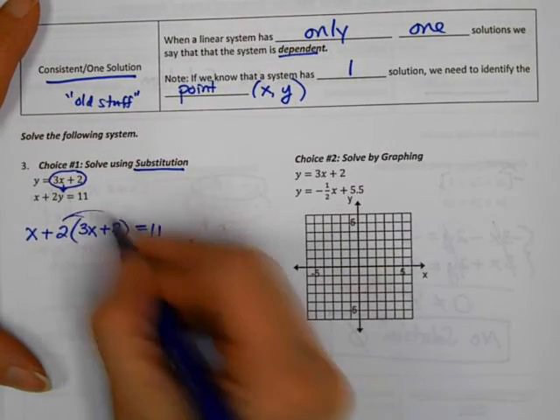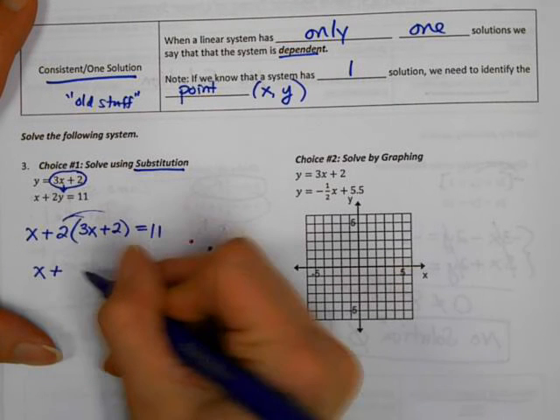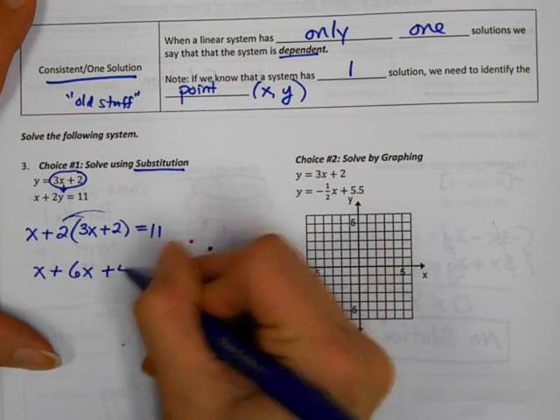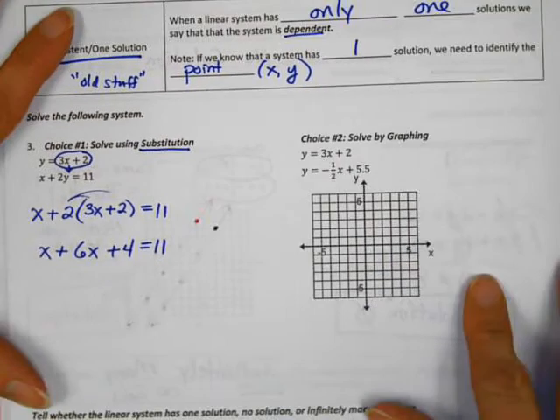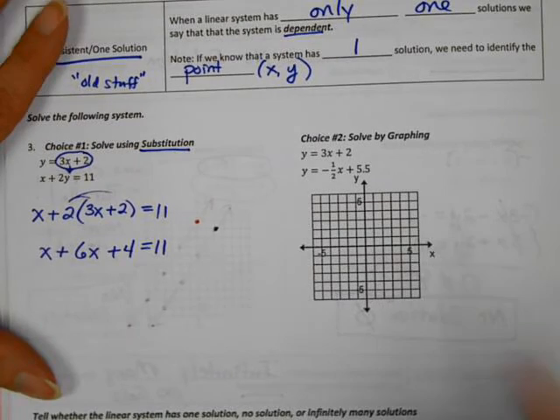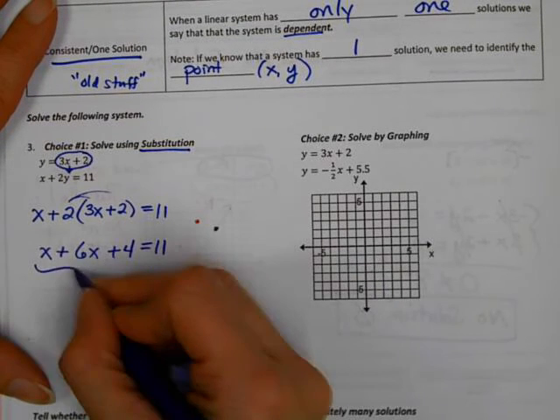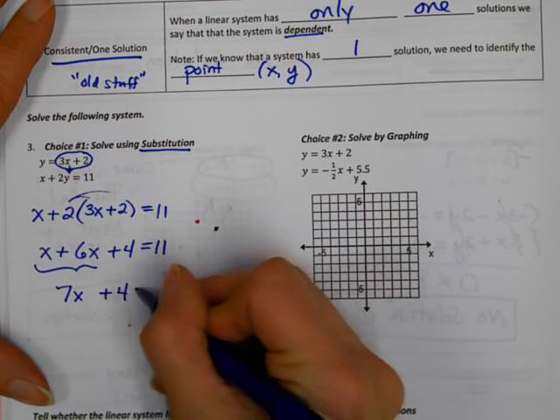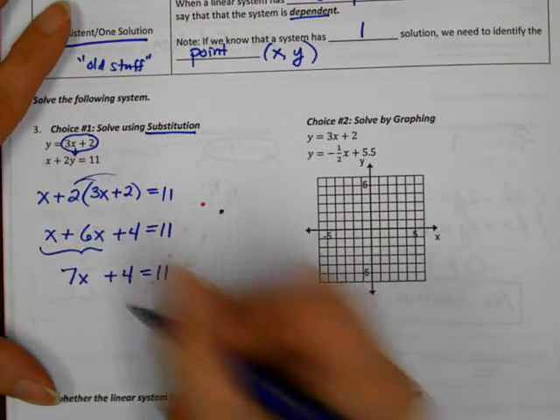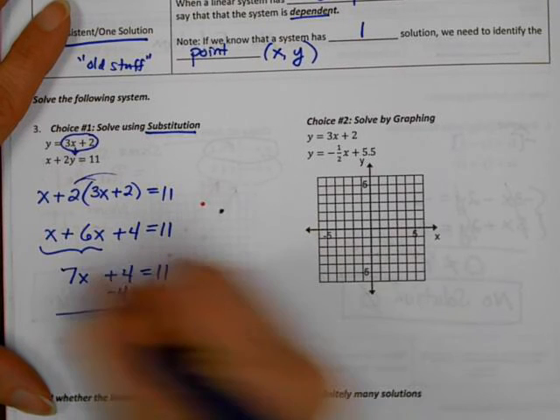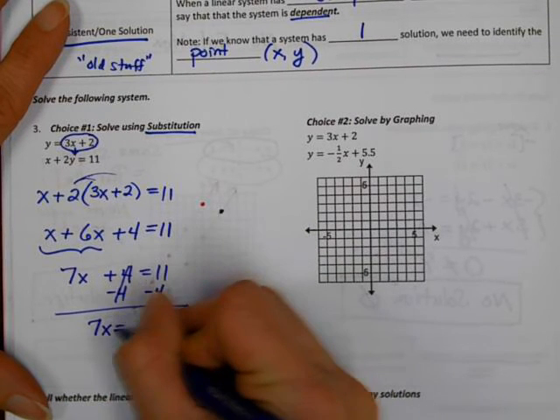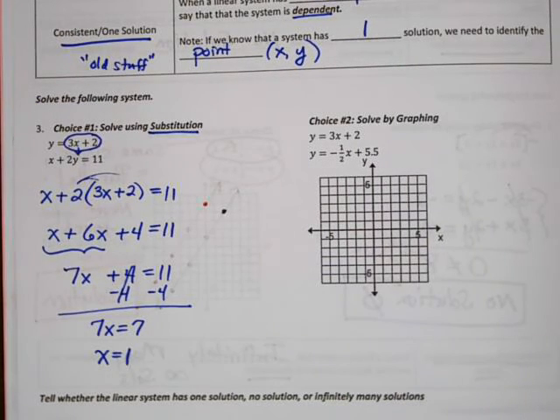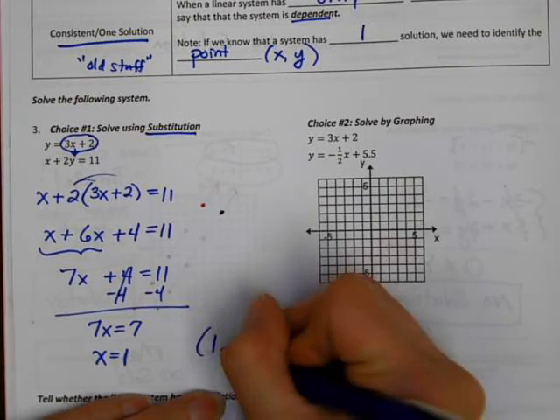We'll distribute. x plus, how many x's is this? 6x plus 4 equals 11. Are we going to get something that's true or false, or get an answer? I don't know. x plus 6x, 7x plus 4 equals 11. Keep going. Subtract the 4 from both sides. 7x equals 7. I'm getting a solution, I'm getting half of it. x equals 1. So I've got half of the point.